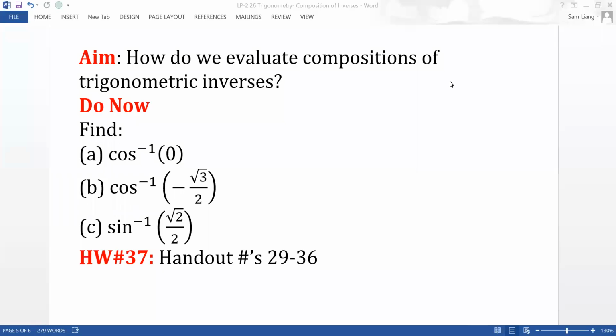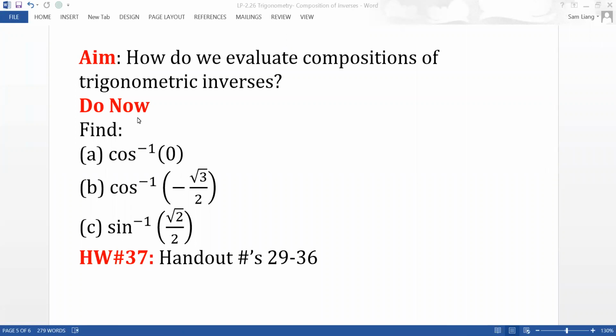Okay, so good afternoon. Our aim for today is how do we evaluate compositions of trigonometric inverses. At this point, you can start typing in your responses to the Do Now in the chat. So part A is arc cosine of 0, part B is arc cosine of negative root 3 over 2, and then part C is arc sine of root 2 over 2. Okay, so again, feel free to type your answers in the chat for this.